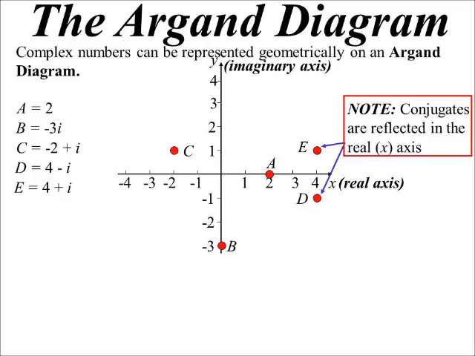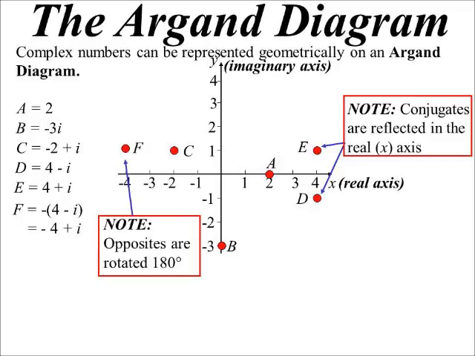Now, how about if I took a negative of a number? The negative of 4 minus i, the negative of D if you like, which would become minus 4 plus i. So it would be over there. Now look at that in relation to D, and it's also a reflection, but this time through the origin. So a negative of a number is reflected through the origin. Another way of thinking about that is rotation. I've rotated the point, again through the origin, 180 degrees.